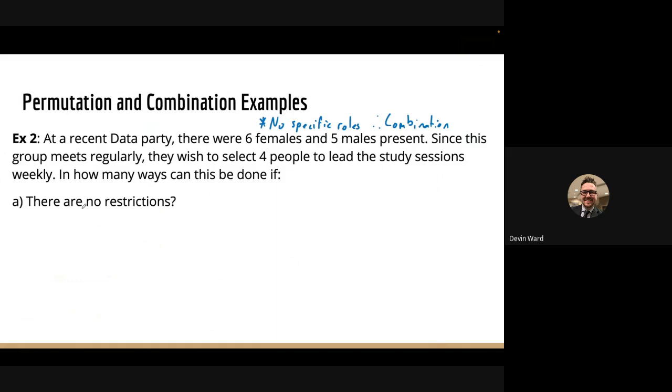Okay, so if there's no restrictions, how many total people do we have? Our N is 11, because it's 6 females and 5 males, and then we want to select 4 people. That will be our R. So if there's no restrictions, we have 11, and we're choosing 4. Okay, and that is equal to 330. So it's 330 ways.